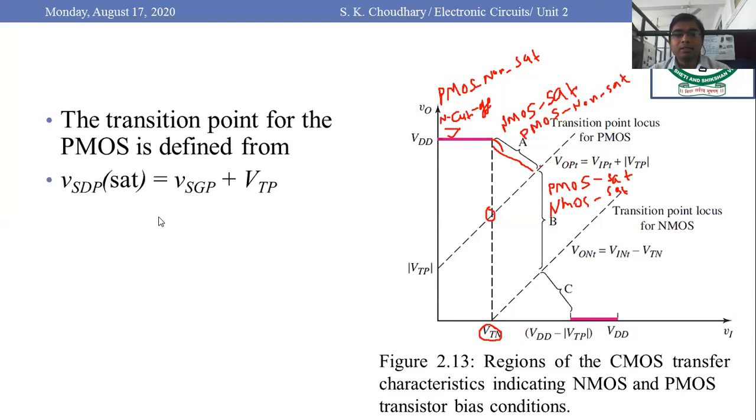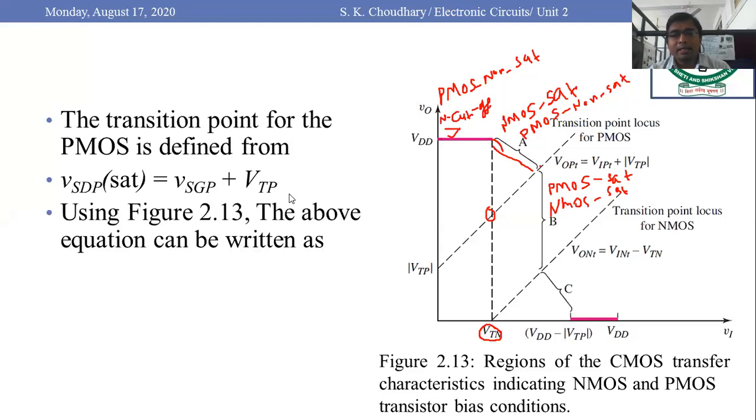You can see the condition of the PMOS here. The transition point for the PMOS is defined as VSDP saturation, which is equivalent to the source to gate voltage of the PMOS plus the threshold voltage of the PMOS. As we know that the threshold voltage of PMOS is negative, so it is considered as a plus. Otherwise, there is a minus sign actually. If we take the mod of VTP, then it is VSGP minus mod of VTP.